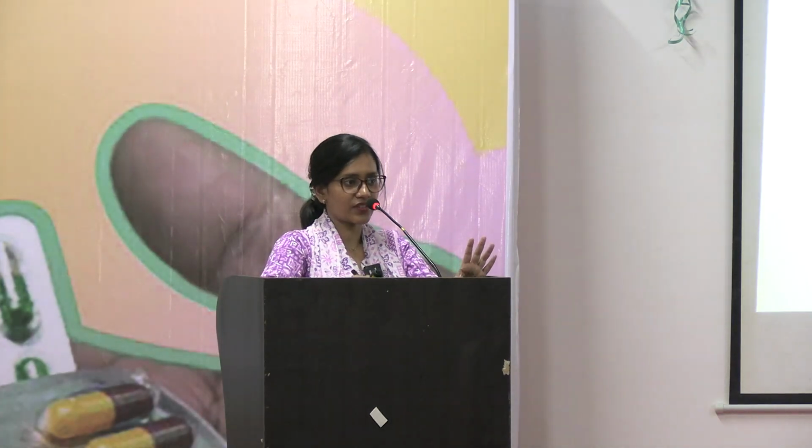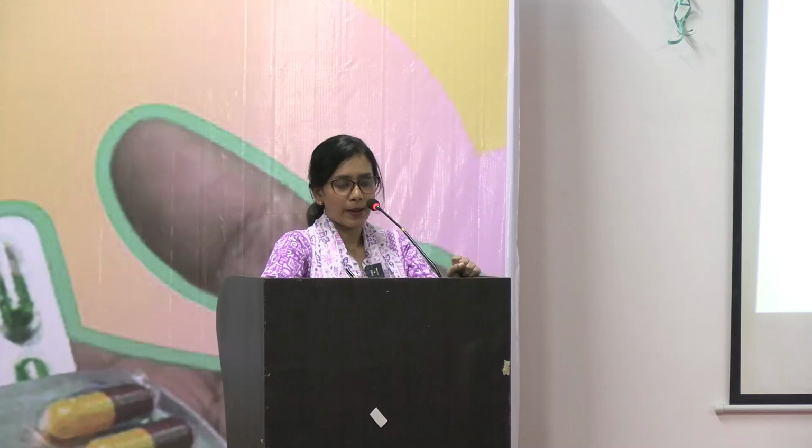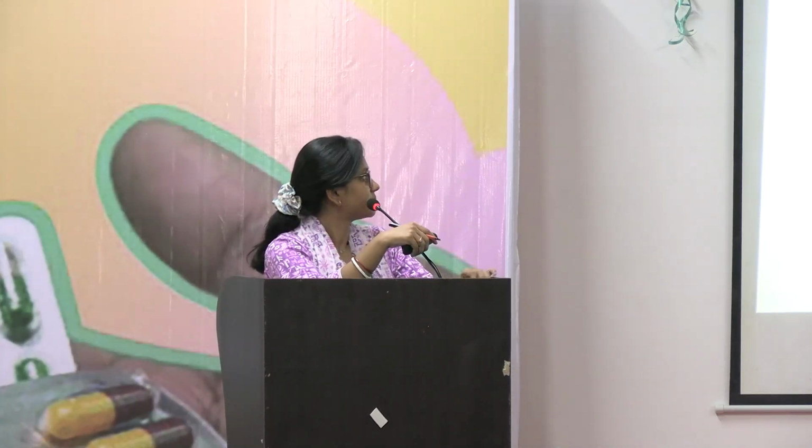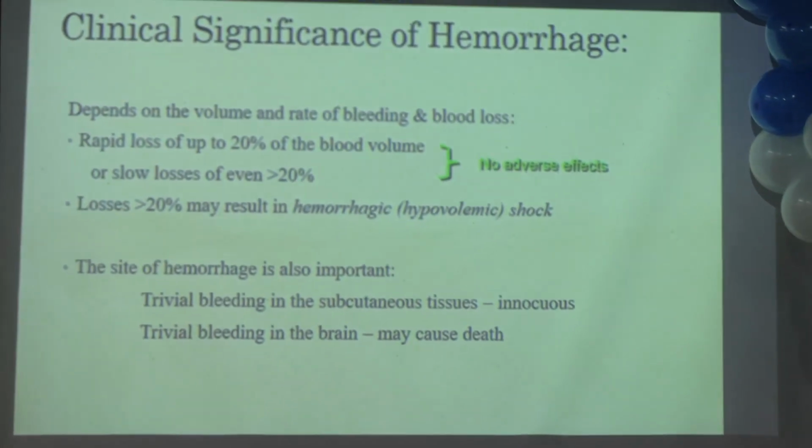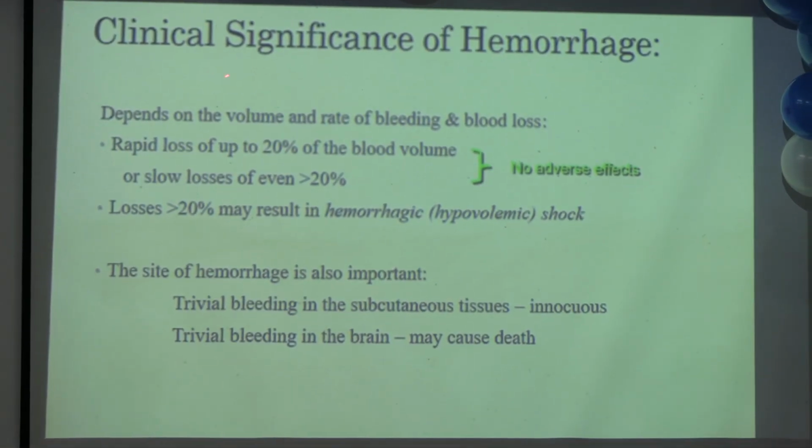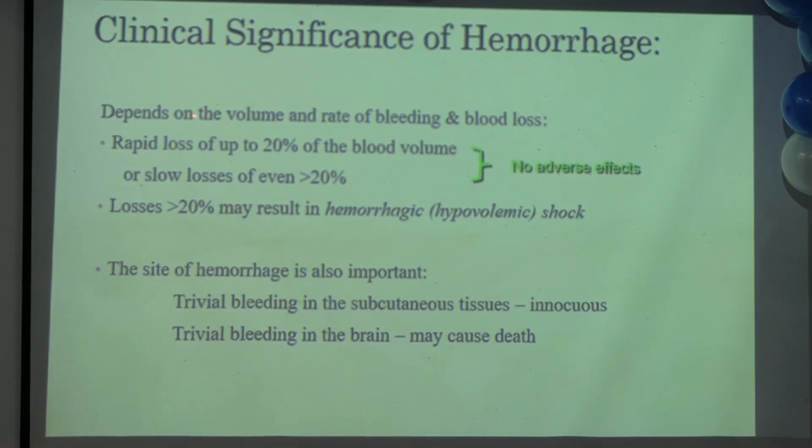In the subconjunctival space. Cause, etiology. Diabetes, no. Yeah, trauma or injury. Okay. So what is the clinical significance of hemorrhage? Why should we know about it? The clinical significance and manifestation often depend on the volume and rate of bleeding, the blood loss.